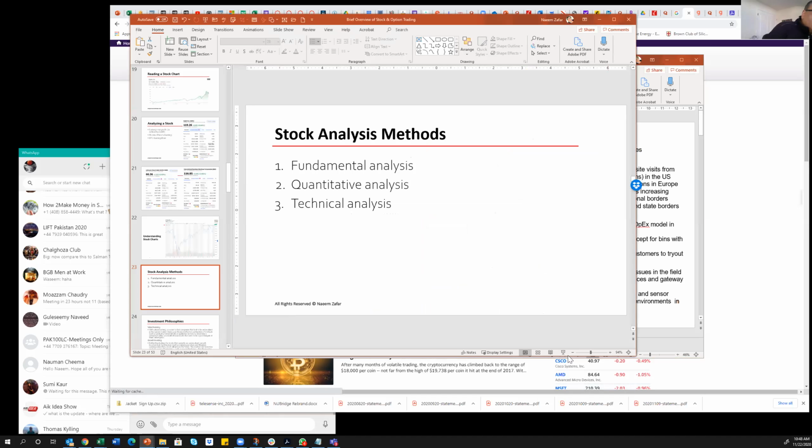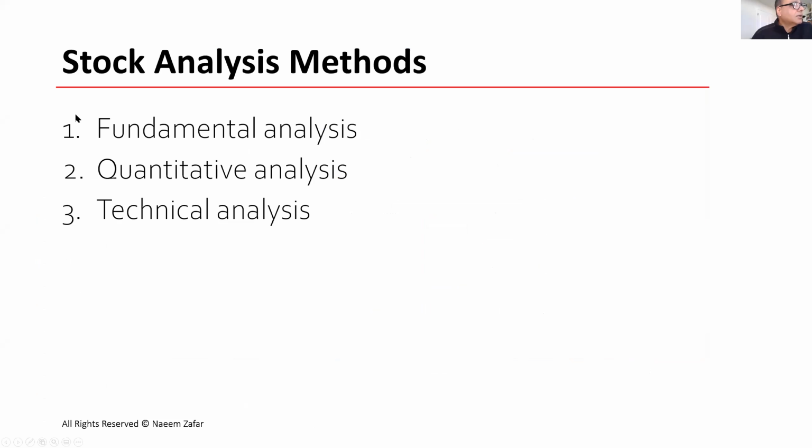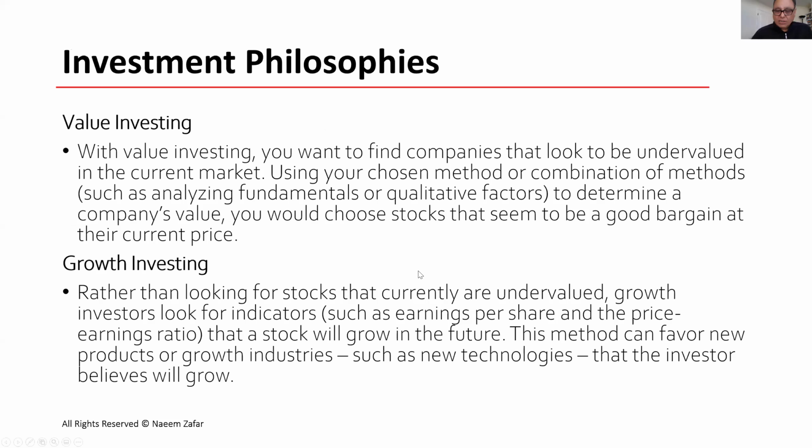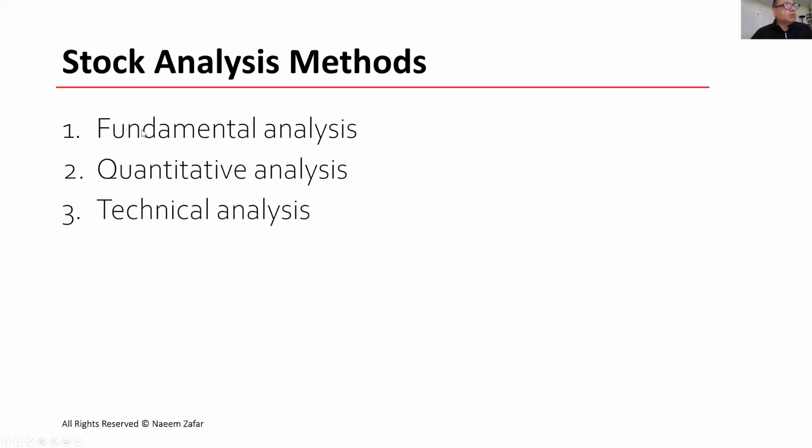So let's talk about the 3 ways to buy stock. So you could do fundamental analysis, quantitative analysis, and technical analysis. What's the difference between the 3? So with fundamental analysis, you're looking at those fundamentals like price earning ratio. What's the company priced at, and so on.